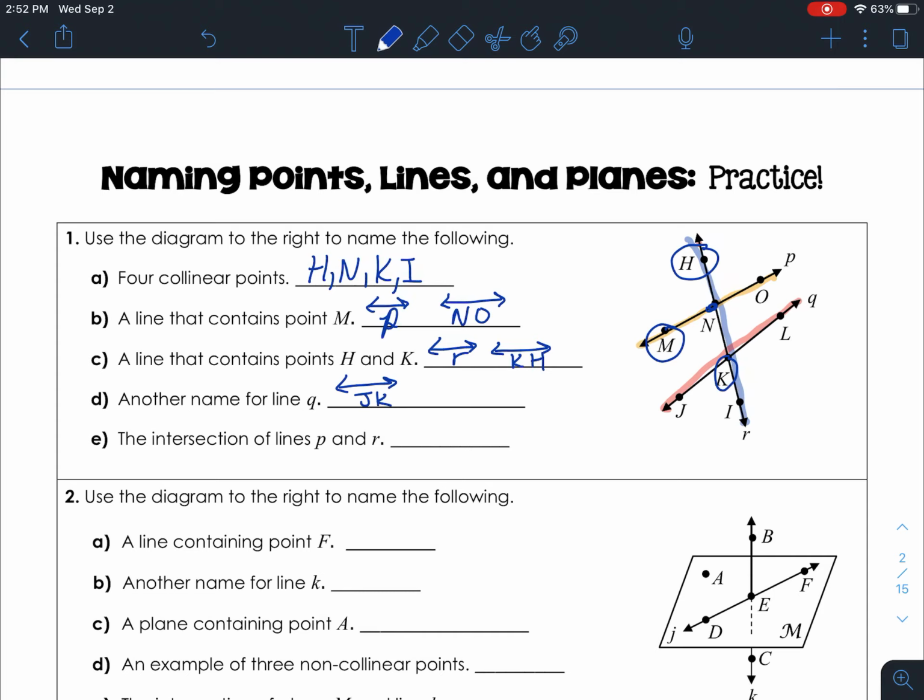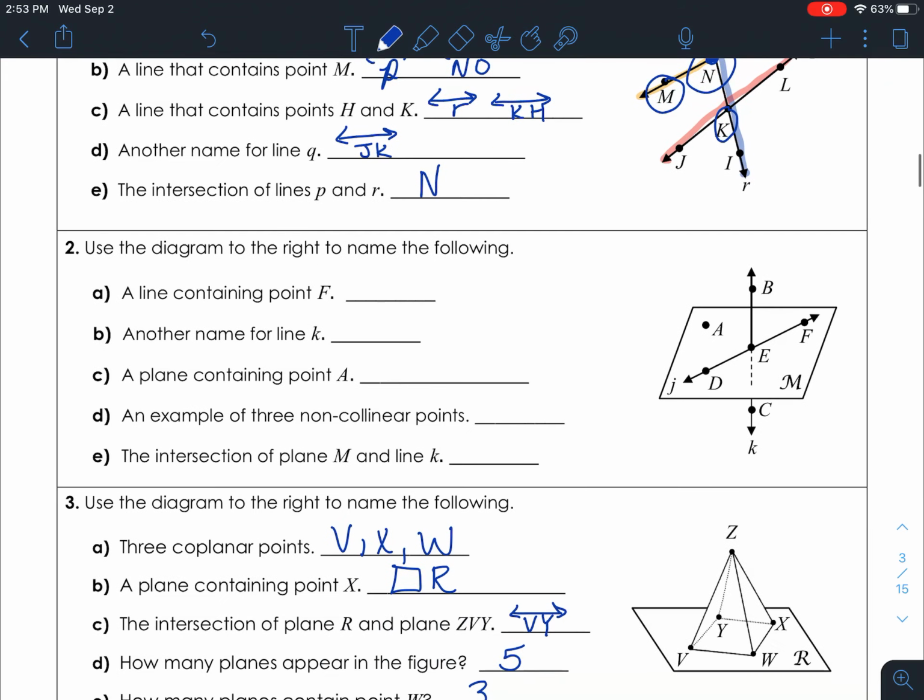Next, I need the intersection of line P and R. So line P is that yellow line. R is going to be that blue line. 2 lines, again, intersect at a point. So I need to find the point at which those 2 lines cross. They cross right here at point N. Fabulous.